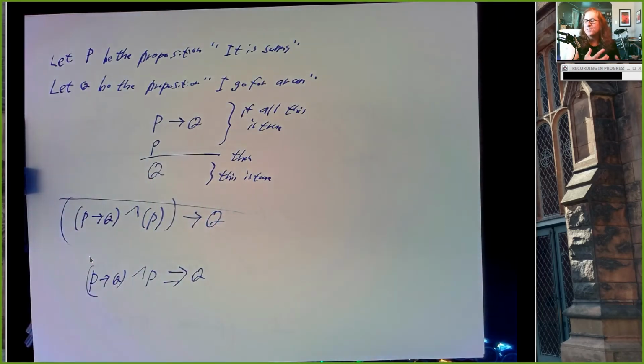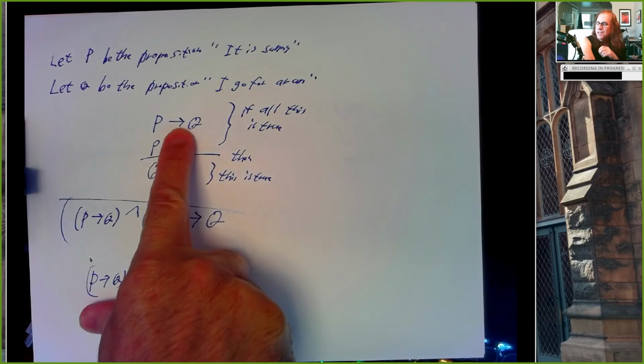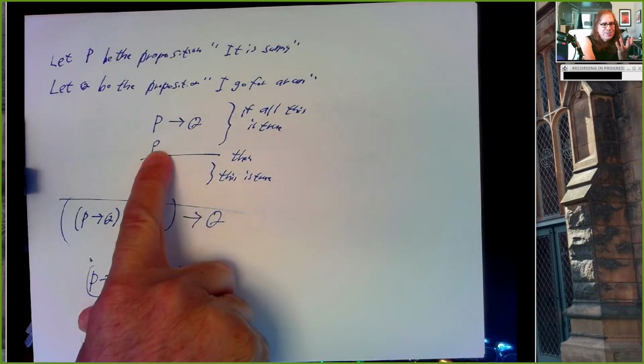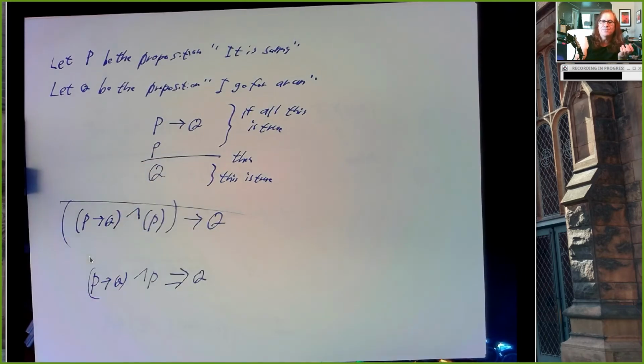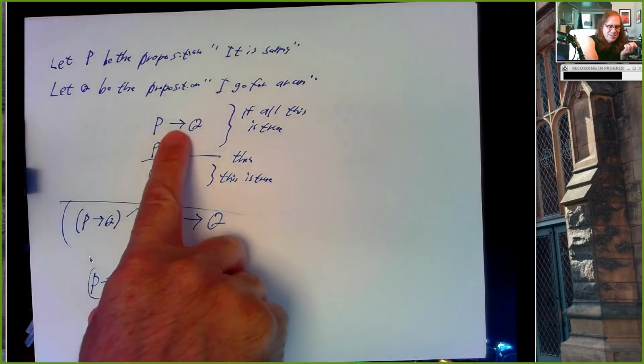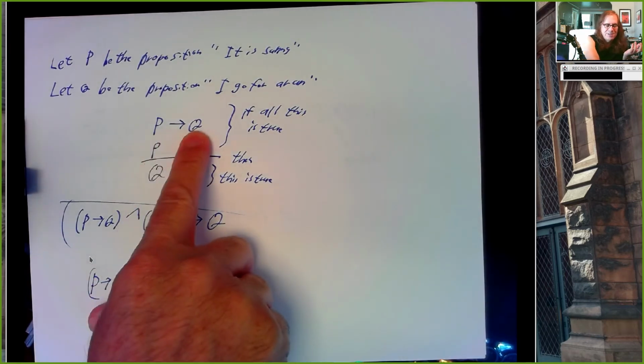And that should make logical sense to us, right? If we really believe that if it's sunny, I go for a run, and if you look out and it's sunny, we're forced to conclude, hey, I'm going to go for a run. Why? Because this said it's sunny, and this said if it's sunny, I'm going to go for a run.